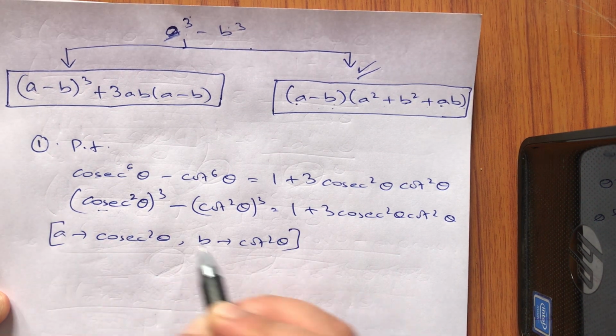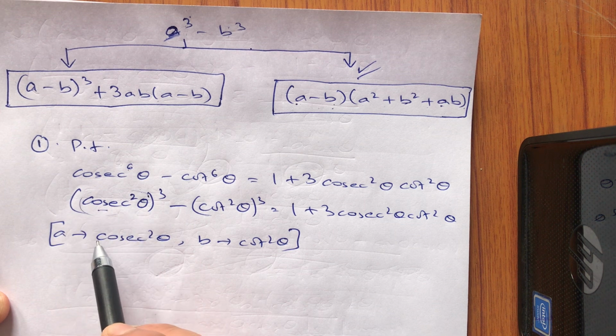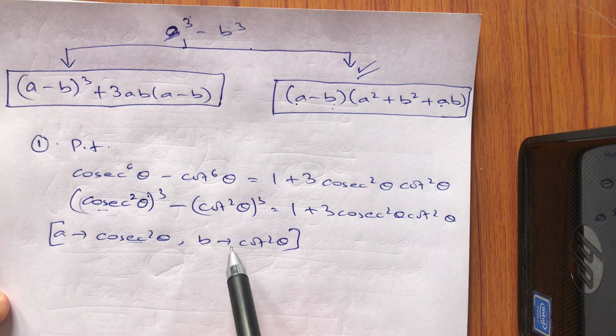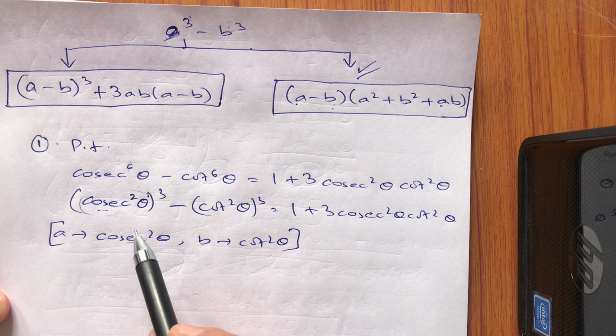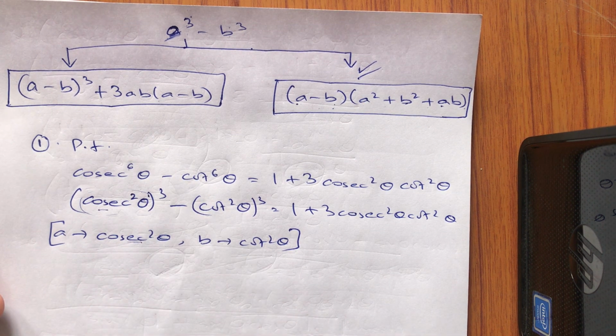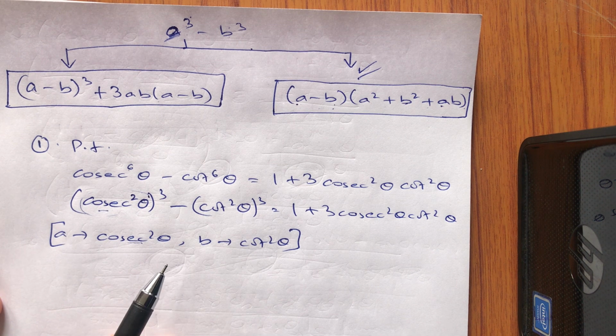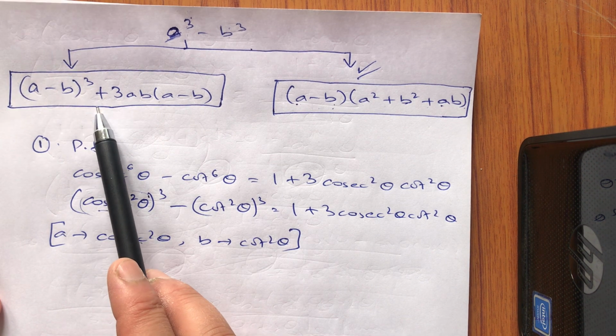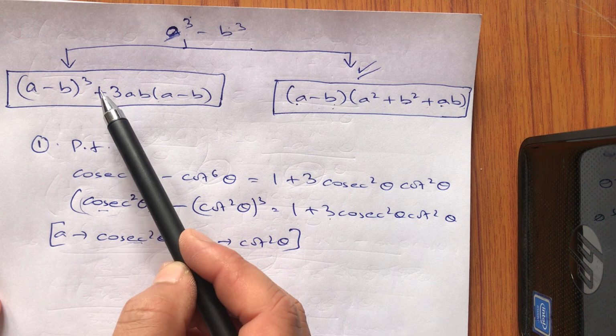As per this question, this entire bracket is taken to be a, and this entire bracket is taken to be b. So wherever in the formula I see an a, I'll put cosec square theta. Wherever I see a b, I'll put cot square theta. And I know I have to apply this formula because I saw 3. I need to apply this first formula.